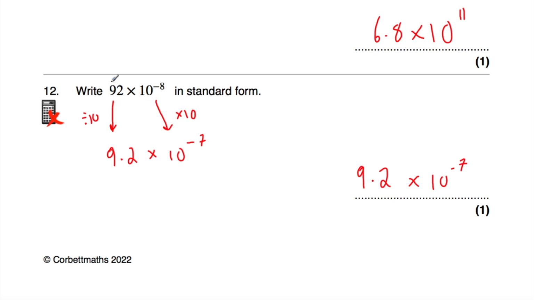And whenever we made 92 10 times smaller, it was 9.2. And whenever we made 10 to the power of negative 8 10 times bigger, we increased the power of 10 by 1, so it became 10 to the power of negative 7. And that's it. Okay, let's look at our next question, question number 13.